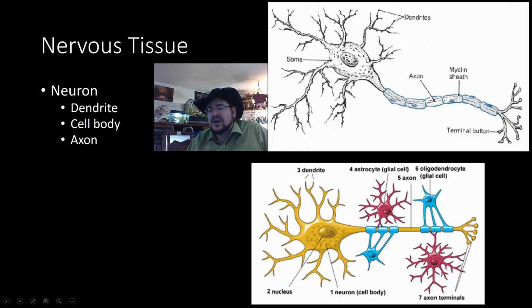And the axon, at the end, does a number of things based on the type of neuron, but for the most part, it branches out into multiple little terminal ends. And each one of these little terminal ends connects up to a dendrite. So we have a big, long highway for nerve impulses to travel.